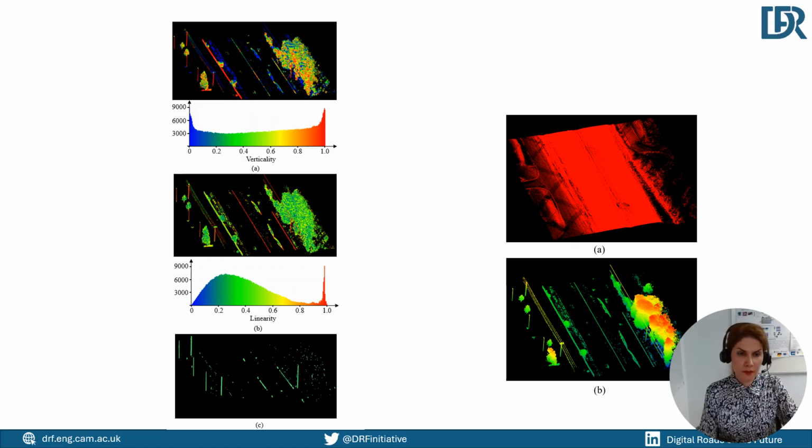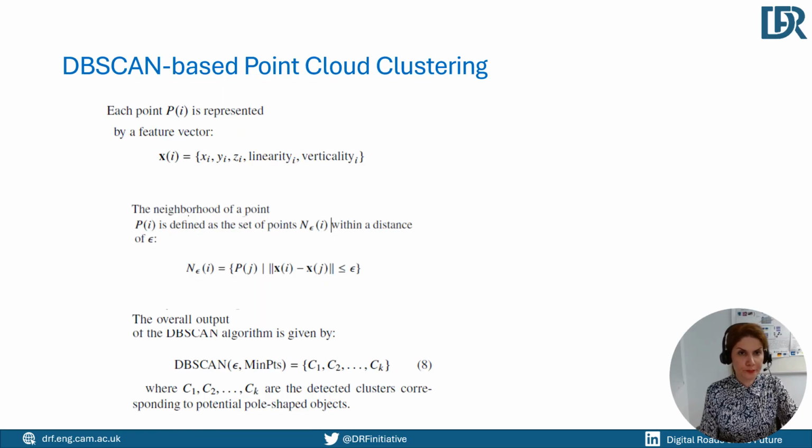However, verticality is not enough to actually distinguish between the pole shape and some other objects which are connected to vegetation. To detect pole-shaped objects in a point cloud using an unsupervised approach, we employ DBSCAN. In this algorithm, each point is represented by a feature vector, which you can see here in this slide. The descriptors serve as indicator of whether a point is part of a pole-like object or not.